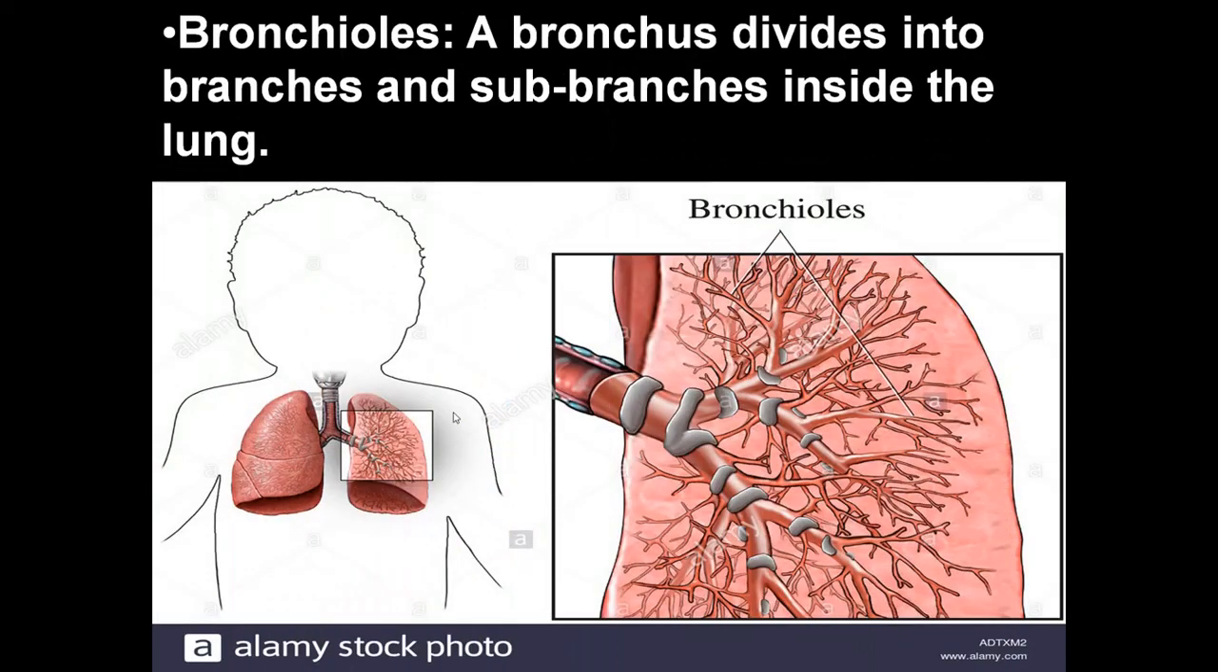The next is the bronchiole. The bronchi give rise to bronchioles, a network-like structure that divides into branches and sub-branches inside the lung. As you can see, it is a network, a root-like structure here. These are called bronchioles.